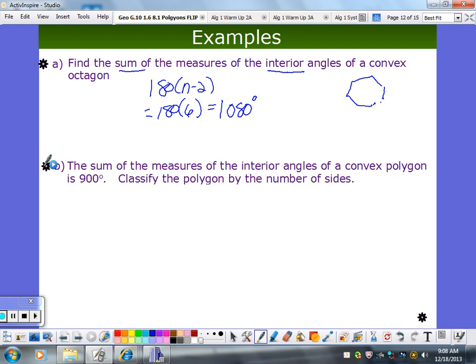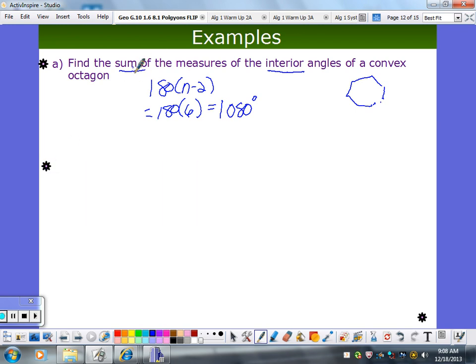Well, because now I have to read the question really carefully. It says, find the sum of the interior angles. So it wants all of them together. Now, when you do the dividing, you're finding one angle in a regular polygon. So we have to be so careful. This is more reading than anything. Let's see what this one says to do.